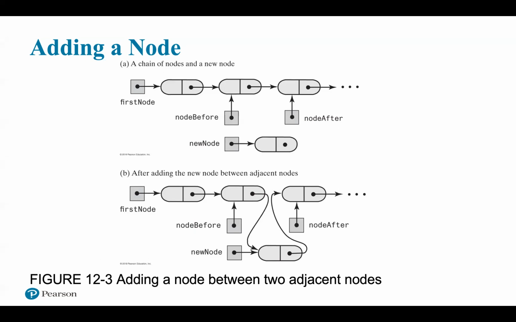In terms of this figure, figure 12.3a shows the chain after the first 3 statements execute, and figure 12.3b shows it after the node has been added. In this figure, node position is 3.